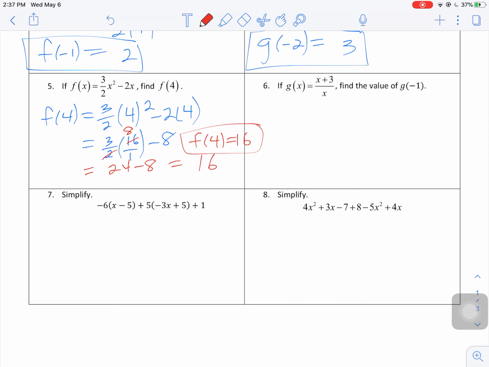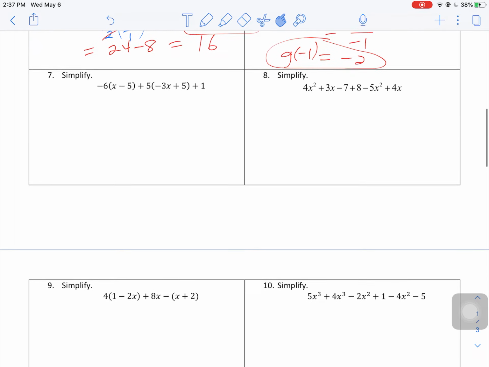Number 6, we're going to plug in -1 wherever we see an x. So g of -1 is -1 plus 3 all over -1. So negative 1 plus 3 is 2. And then 2 divided by negative 1 is negative 2. So g of negative 1 is negative 2.